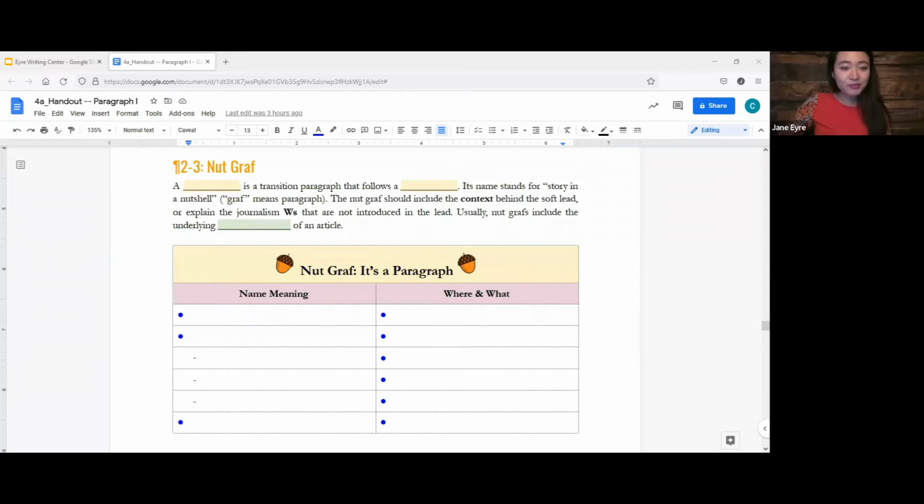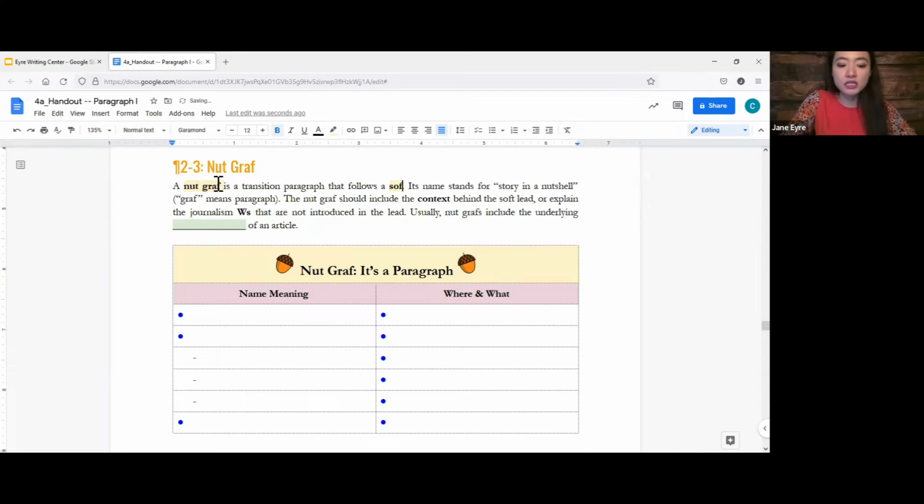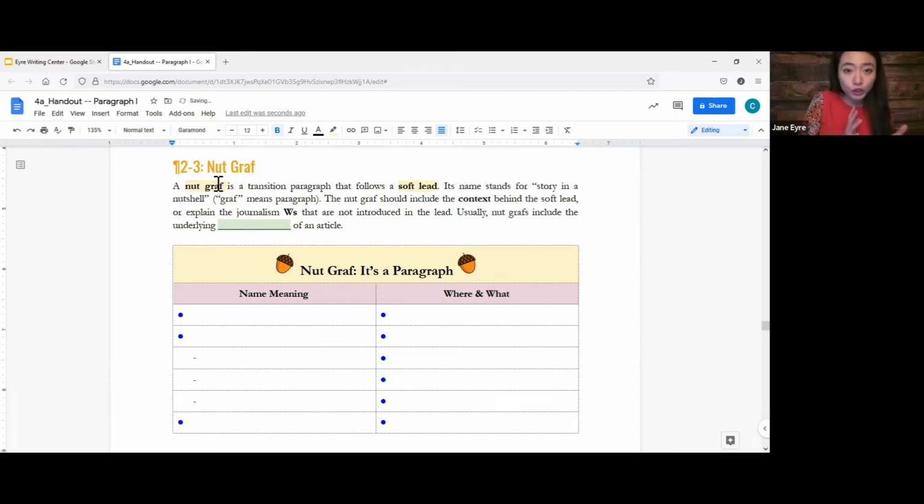So next up is the nut graph. Now the nut graph is a transitional paragraph that follows the soft lead, which we looked at earlier with the hook. It stands for story in a nutshell because a graph actually means paragraph. There you go. The nut graph should include the context behind the soft lead.